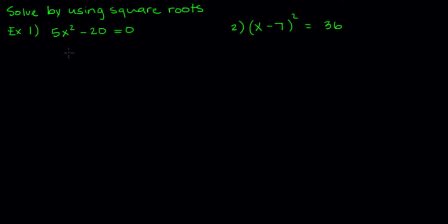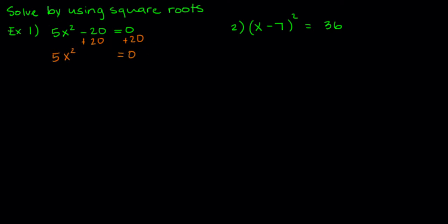So for problem number 1, remember, the first thing we want to do is focus on how to get the square by itself. Now the square in this problem is this guy right here. So we want to figure out how to get that by itself. The first thing I'm going to do is add the 20 to both sides of the equation, just like this. And the result is going to be 5x to the power of 2 is equal to 20.